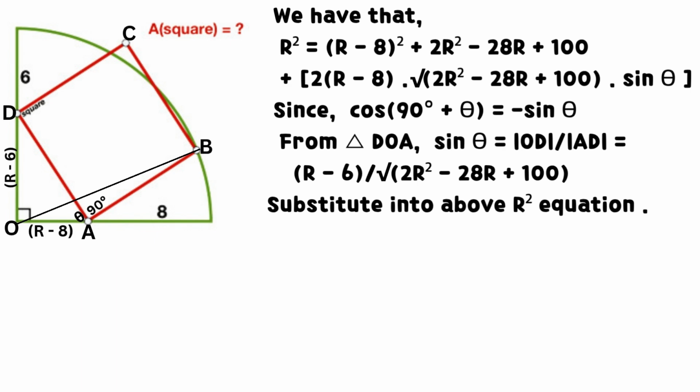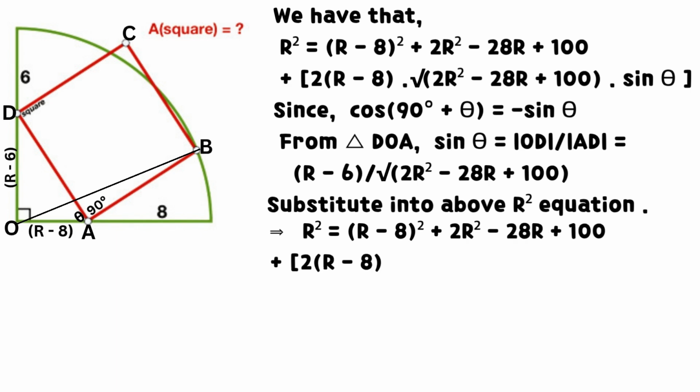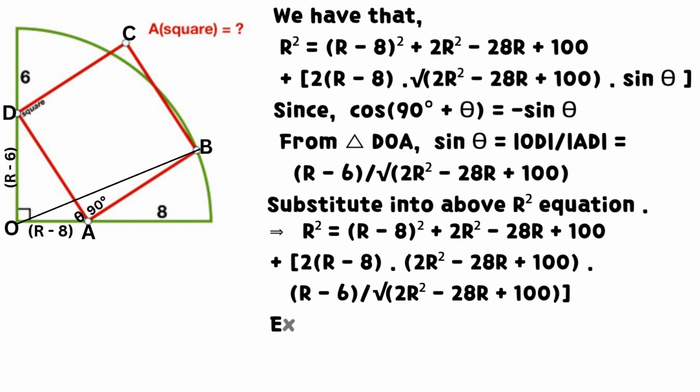From triangle DOA, sine theta equals line OD divided by line AD, which equals R-6 divided by the square root of 2 times the square of R-28 times R plus 100. Substitute into the square of R equation above. This follows that the square of R equals the expression on the right-hand side, as shown on the screen. Expand brackets and simplify.